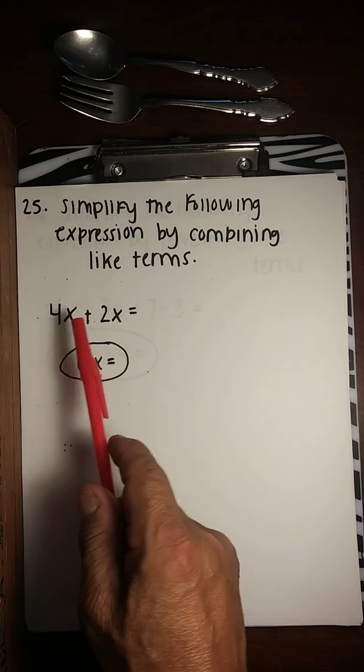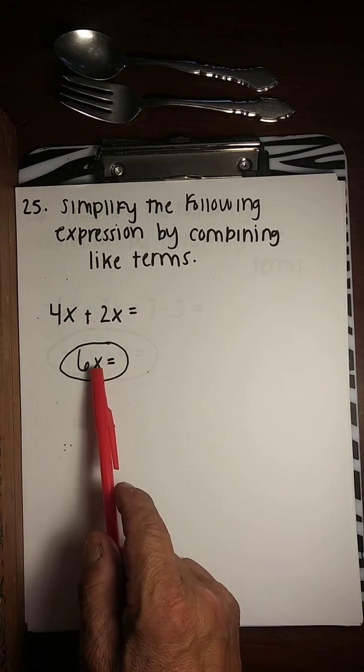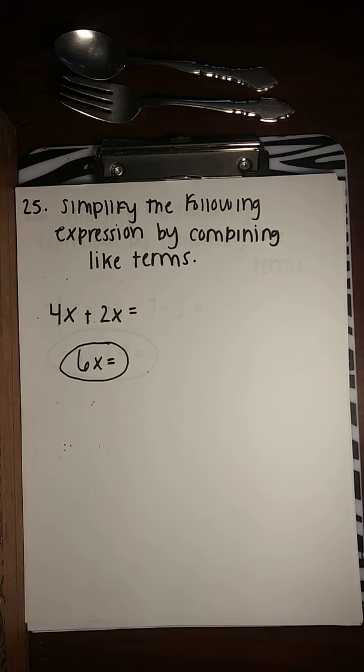Let's see, combine like terms. 4x and 2x is 6x. We're done.